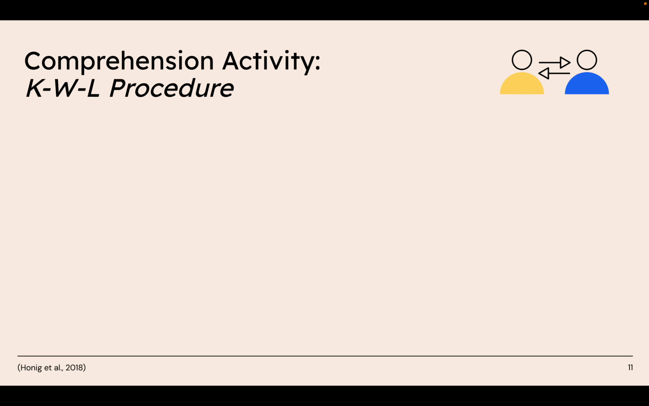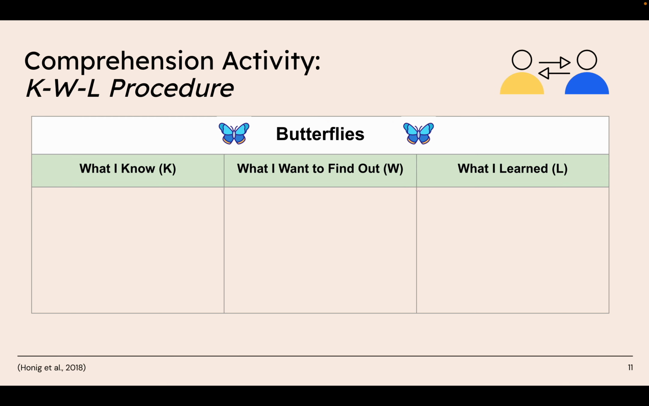So we're going to try out an activity that may be familiar to you because it's one that's pretty commonly used, upper elementary all the way through probably early high school. It's a really great activity for the before reading process, and then it also connects to the after reading process. And that's a KWL procedure or a KWL chart. So we're going to try this together today with a topic of butterflies.